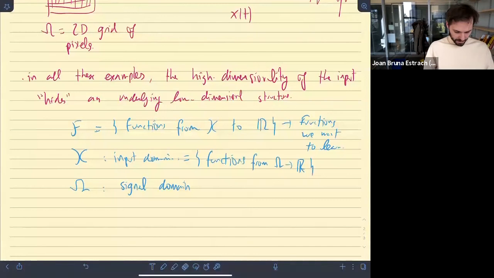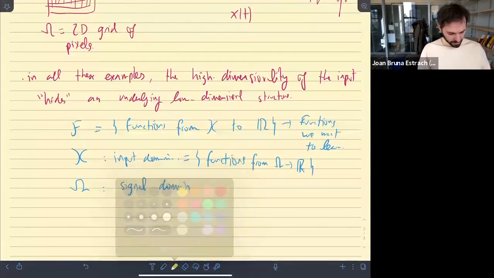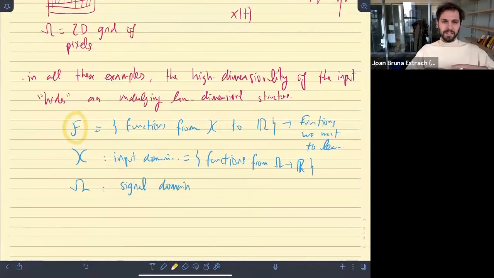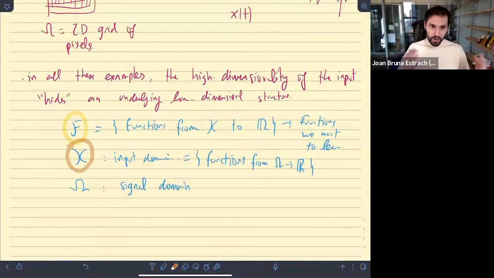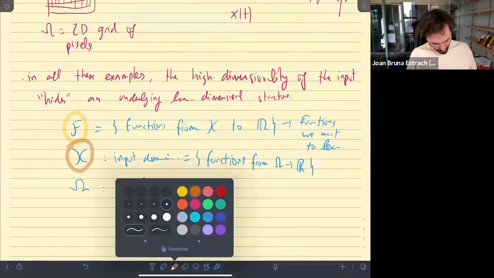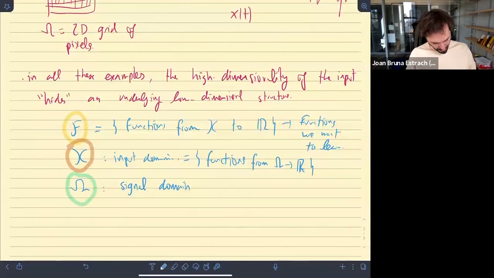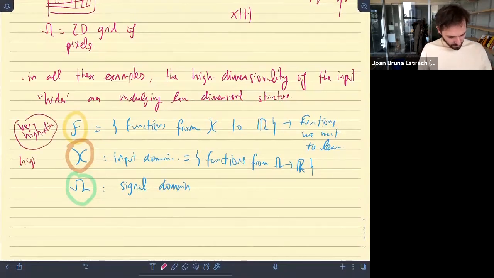So we really have these three different levels of hierarchy. We have the very, very big space, the space of hypotheses, which is extremely high dimensional. Then we have the space of signals, which is also high dimensional, where the degrees of freedom correspond to the number of pixels. And then we have the domain. So F is very high dimensional, X is still high dimensional, and this is low dimensional.